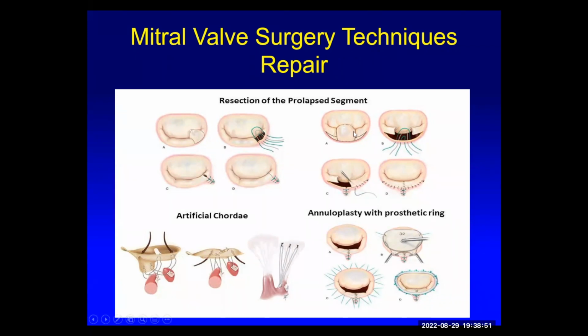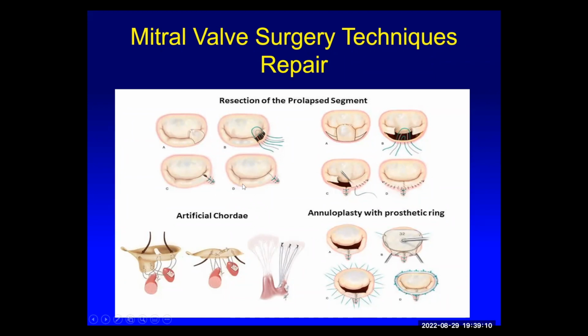This is a much bigger valve. That's a Barlow type valve with a very, very big P2 scallop. In that case, they did a quadrangular resection and they approximated the other two parts. And this opening here is called sliding annuloplasty to make more flexible and be able to bring it together. And you end up with that, plus the ring at the end.